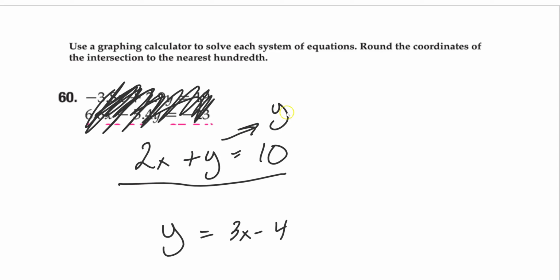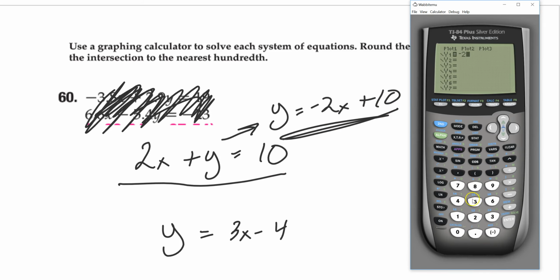So I've got to solve for it. Subtract 2x from both sides. I get that. Now I can plug it in. So you have to get y by itself. I can plug in negative 2x plus 10, and then for my second equation, I'll type in 3x minus 4. Then I'm going to hit graph. Now if you notice, my window is way off because I was doing the scatter plots a little while ago. So I've got to fix my window. The easiest way to fix your window is to hit zoom and standard. That gets you back to normal, negative 10 to 10. And you get a graph like that.